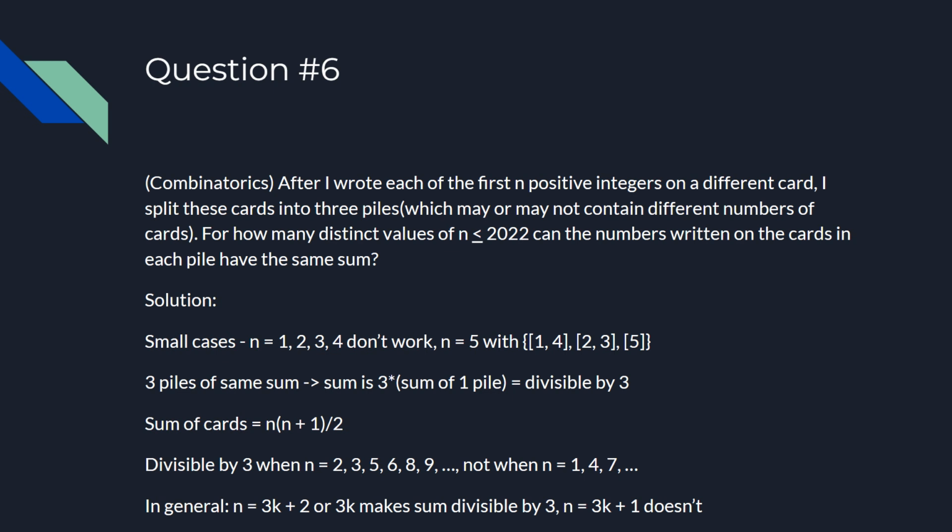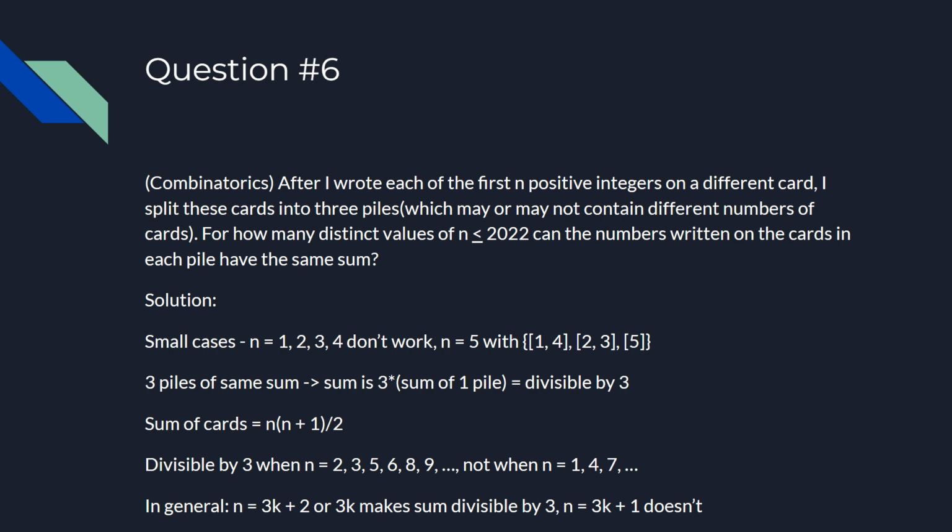We have to recall that the cards are each of the first n positive integers. It doesn't matter what order you add these integers. It has to be 1 plus 2 plus 3 plus all the way to n, and that's equal to n times (n plus 1) divided by 2. That's the famous Gaussian sum right there. But what n makes this sum divisible by 3?